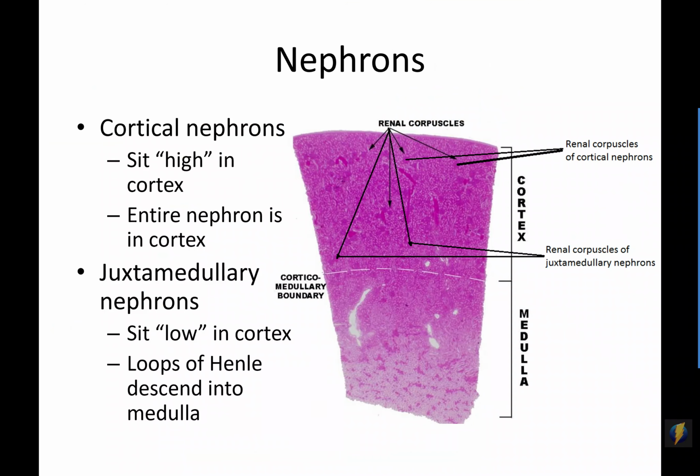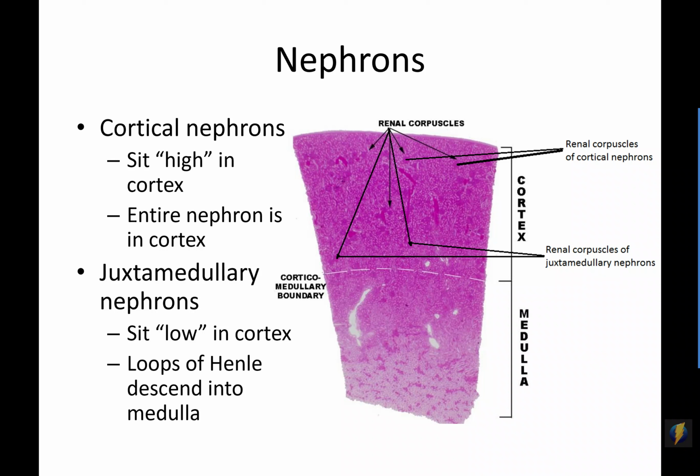You do also want to differentiate between the different types of nephrons. So the cortical nephrons, remember, are the ones that sit really high in the cortex, with the whole of the nephron in the cortex. And so if you're looking at a slice of kidney tissue and all you see is corpuscles and tubules, then you're probably looking at a cortical nephron.